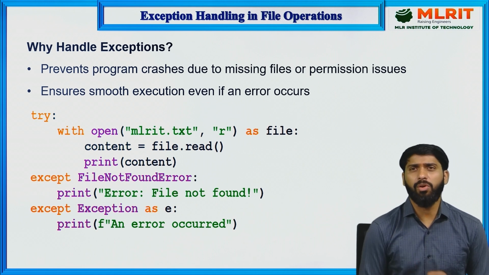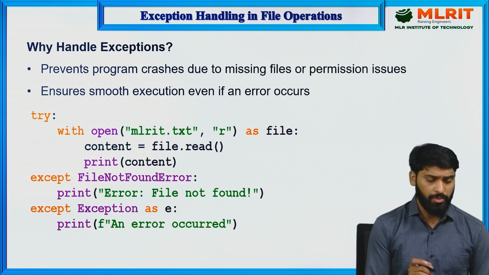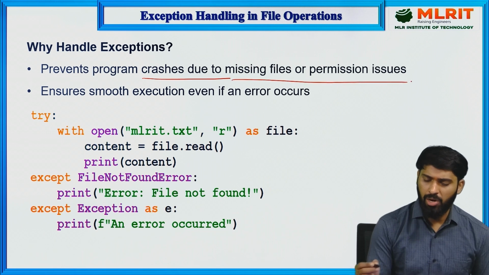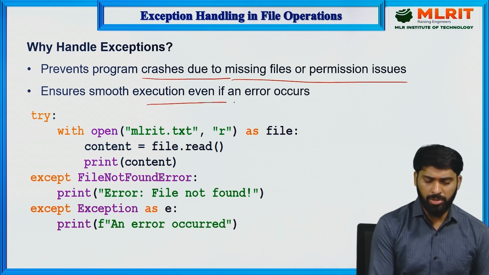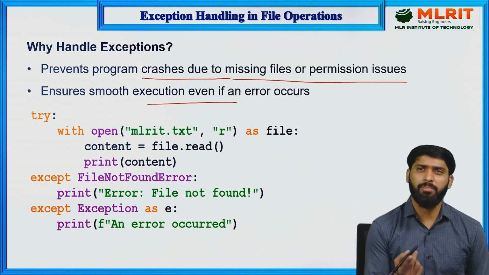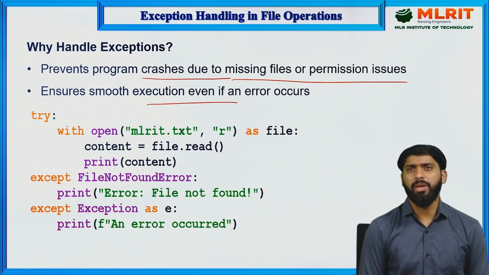So these we call exceptions. Exception means runtime error. While executing the program we get some error. So those errors we call exceptions. So why handle exceptions? To prevent program crashes due to missing files or permission issues, and to ensure smooth execution even if an error occurs. If some error occurs, then we are going to display some appropriate messages.